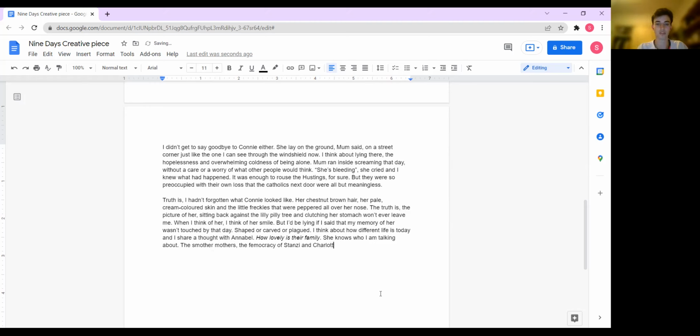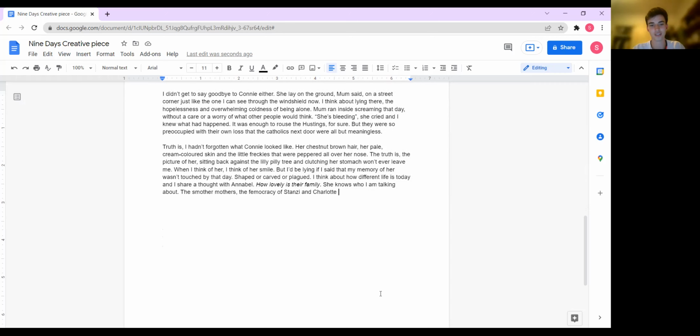Now, Charlotte and Stanzi are really, I guess, symbolic of the fact that these unconventional families, these modern or new families, are more than accepted and embraced. Or that's what Jordan believes anyway. The Smothered Mothers, the family of Stanzi and Charlotte, not Charlie, Charlotte.